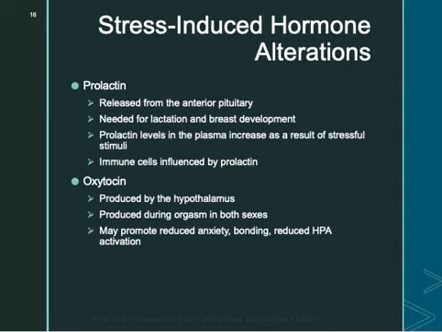Oxytocin is another one. It's actually required for breastfeeding and lactation as well. Once again, it's through the hypothalamus and the pituitary. It's also produced during orgasms for both sexes. So basically, once again, it can promote a reduced state of anxiety, increase bonding, and reduce HPA axis activity. So oxytocin actually has a beneficial effect there, essentially.